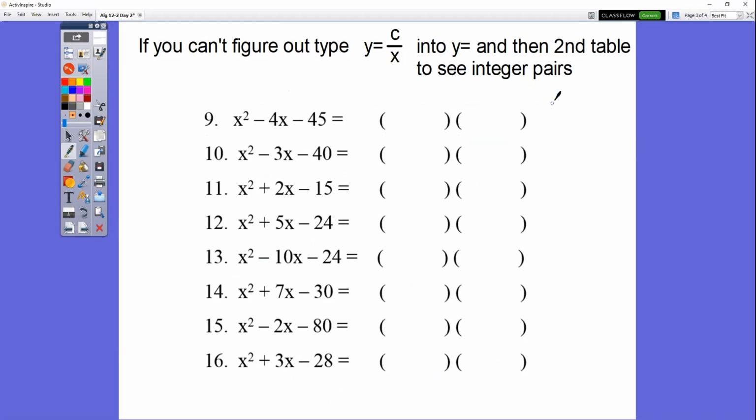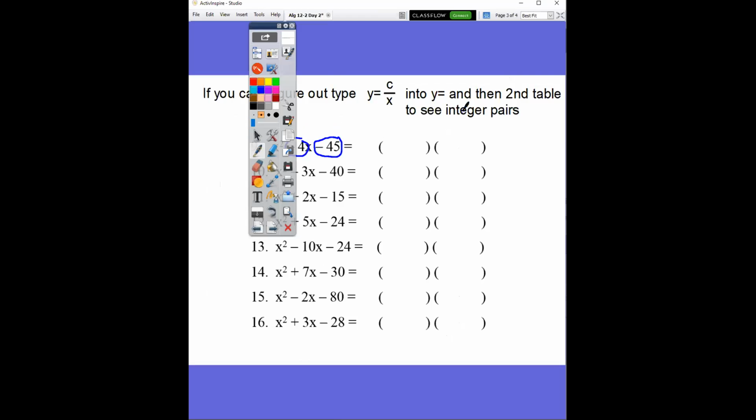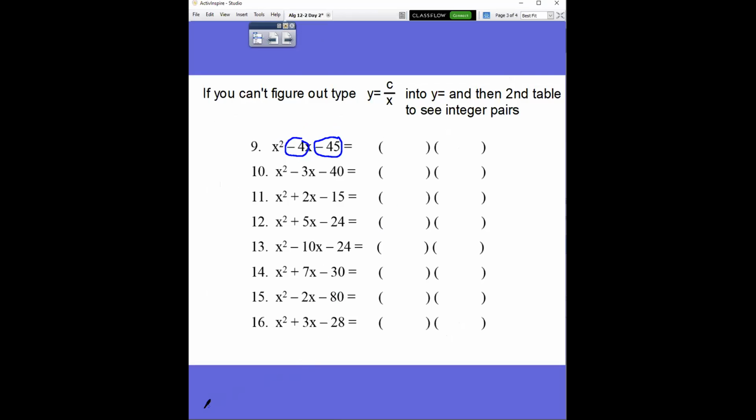Now, these do get a little bit harder when you have negatives, all right? So think about what times what is negative 45 that adds up to negative 4?